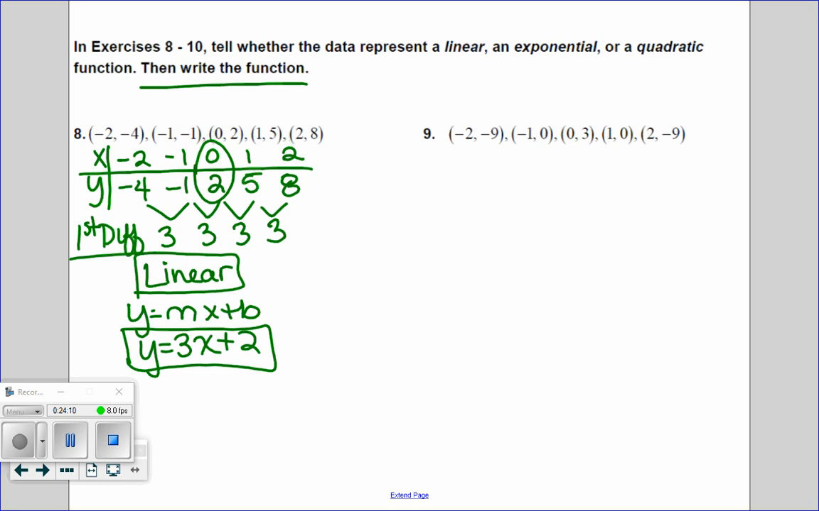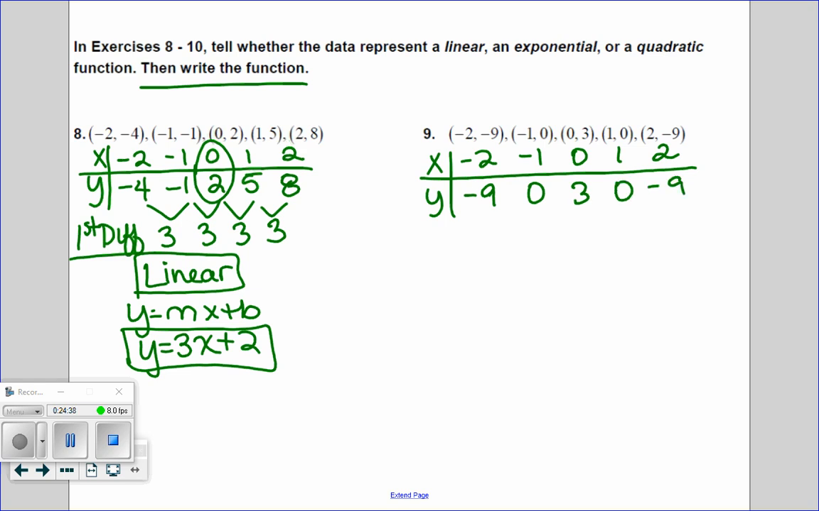Are we okay with that one? Okay, look at number 9. Same thing. I think it's really hard to decipher any patterns where everything's written in ordered pairs, so I'm going to do a quick switch from ordered pairs to a table. Again, my x's are increasing steadily: -2, -1, 0, 1, 2. My y coordinates are -9, 0, 3, 0, and -9. Any predictions on what this might be?